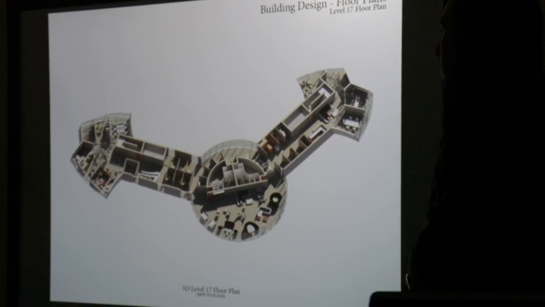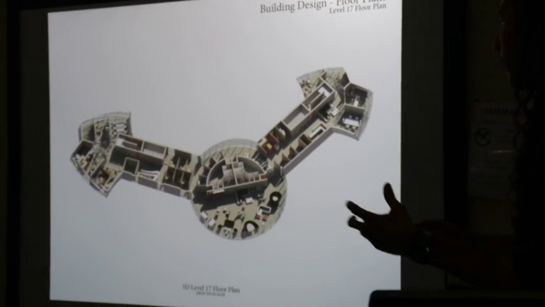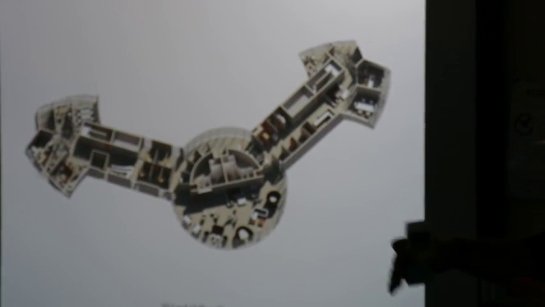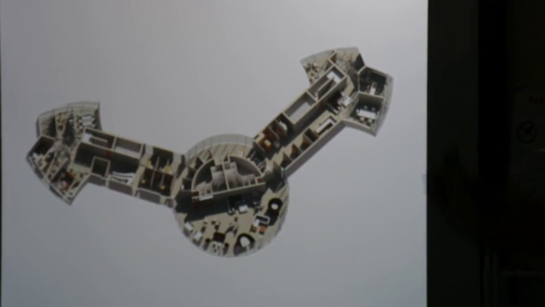The level 17. As you can see, as it gets smaller, I had to change some office layouts around, so it was not a simple matter of copy and paste all the way up because they change. And that's level 21, which is just the main tower and then the central column tower.